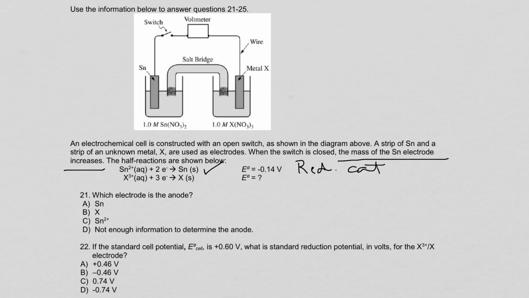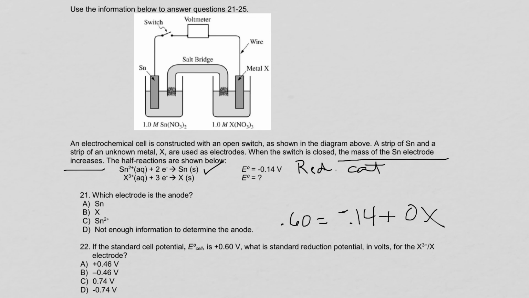Okay, for 22, if the standard cell potential is positive 0.60 volts, what is the standard reduction potential in volts for the X half reaction? So again, as we saw previously, we have the total voltage. We know that the tin ion will be reduced to solid tin, so that is its reduction potential. And we're solving first for oxidation.